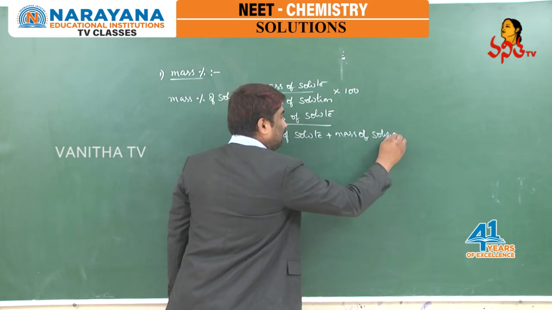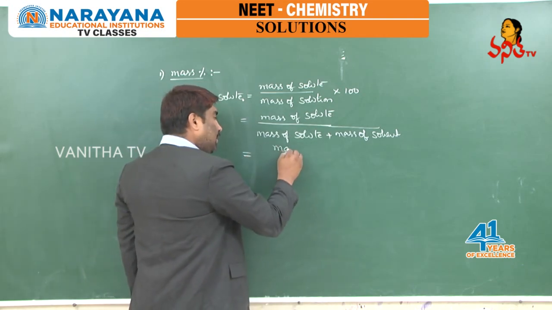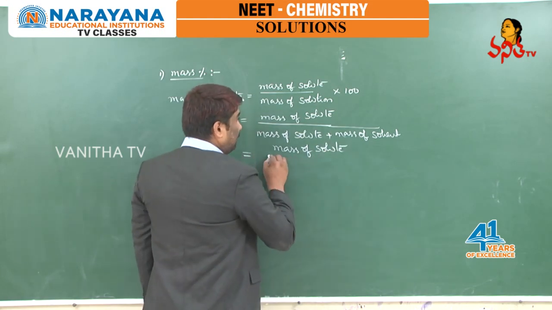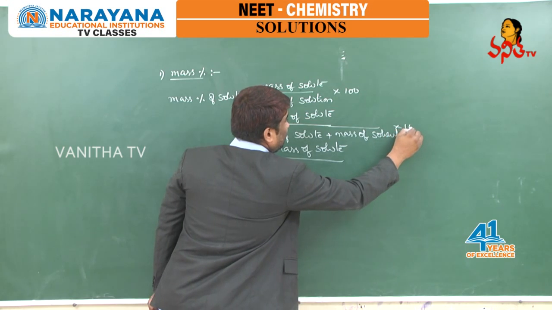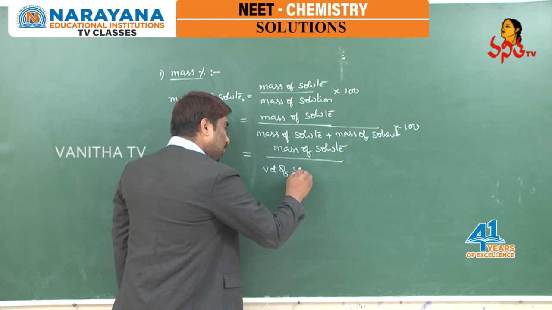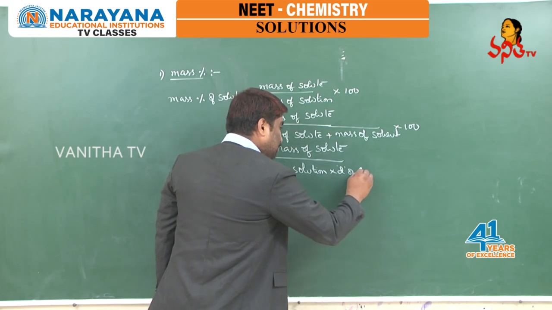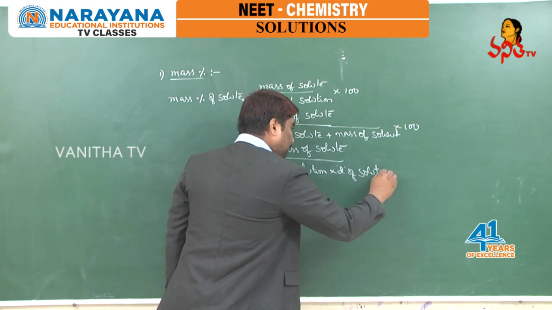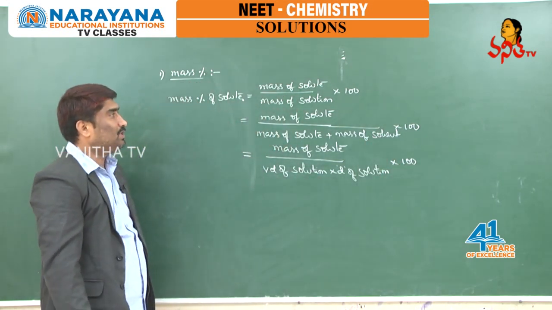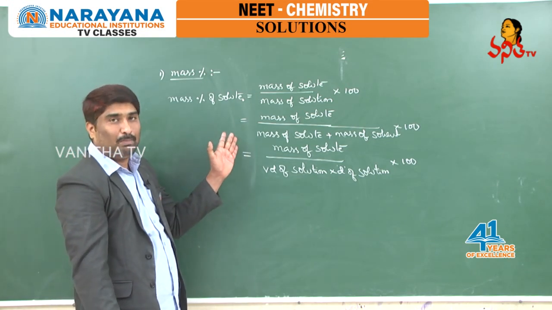Mass of solvent. Or this can be written as mass of solute by volume of solution into density of solution into 100. So this is mass percentage of solute. And mass percentage is generally used in industrial chemical applications.